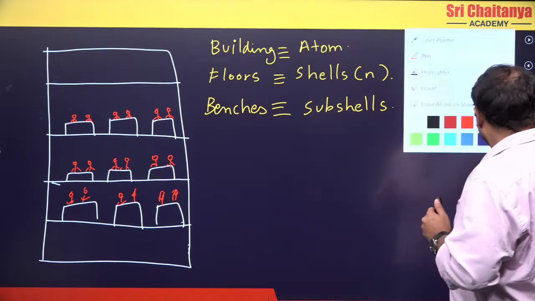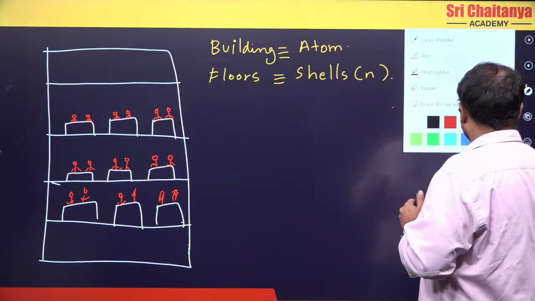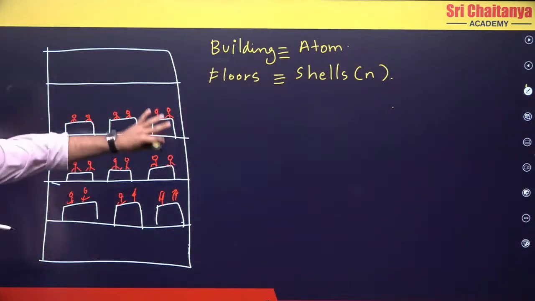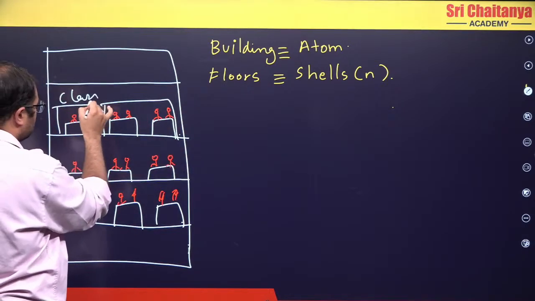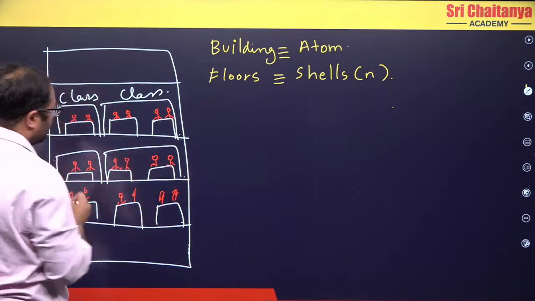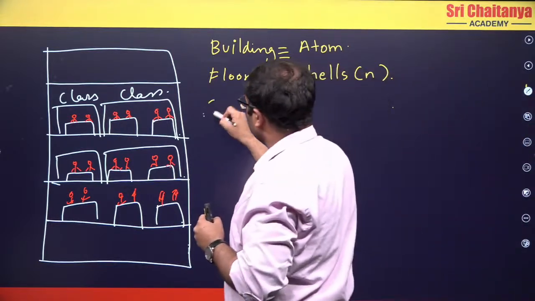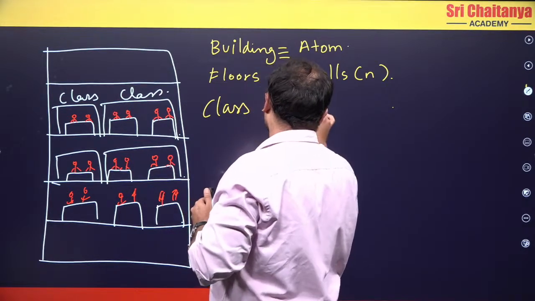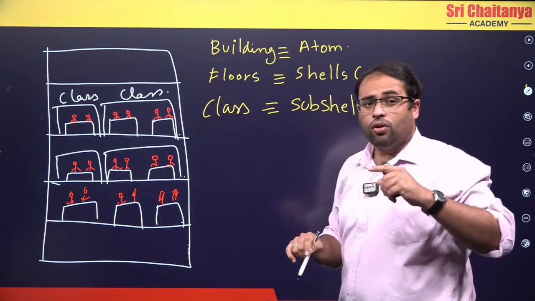One minute. Let us take one more thing. One more thing I'll do, that there are classes also here, right? Suppose this is one class, this is the other class. These are classes, one class, the other class. So on each floor there are classes, right? So each class is your subshell, which is L.